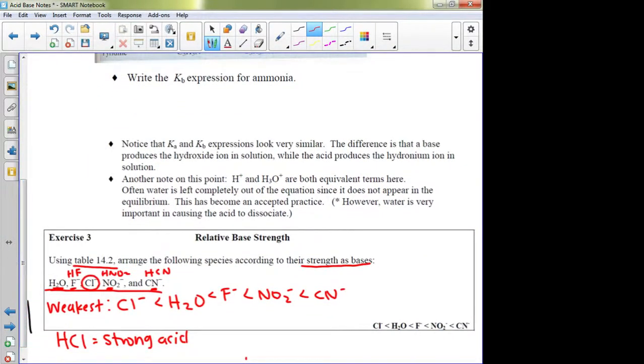Notice Ka and Kb expressions look very similar. They're pretty much the same. The only difference is a base produces which ion? Hydroxide. And an acid produces what? Hydronium, and hydronium is H3O positive. Sometimes instead of writing H3O positive, we'll write H positive, which is fine. They are both equivalent. So if you see H3O positive or H positive, it means the same thing.